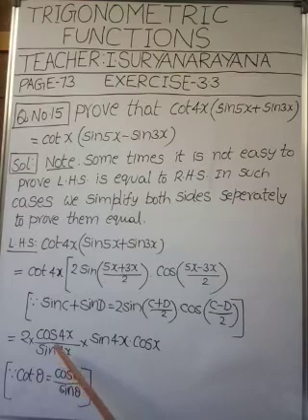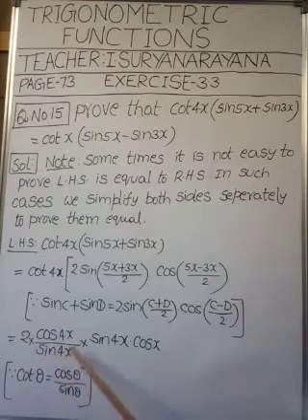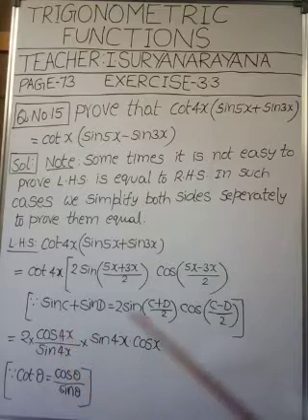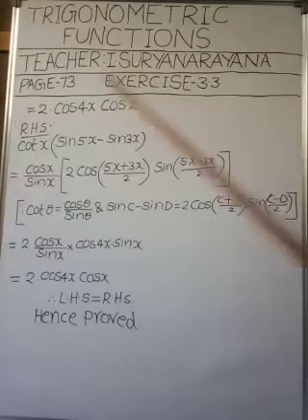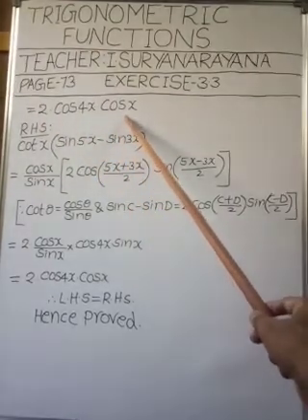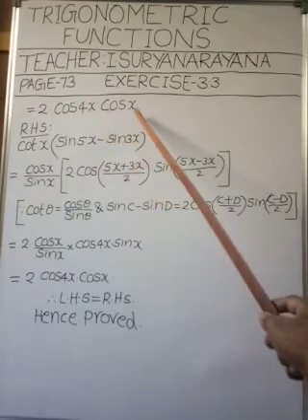Because cot theta is equal to cos theta by sin theta. By using this trigonometric identity, we wrote this factor cot 4x is equal to cos 4x by sin 4x. Understood, my children? That is equal to 2 cos 4x into cos x. After simplification, we get this one.